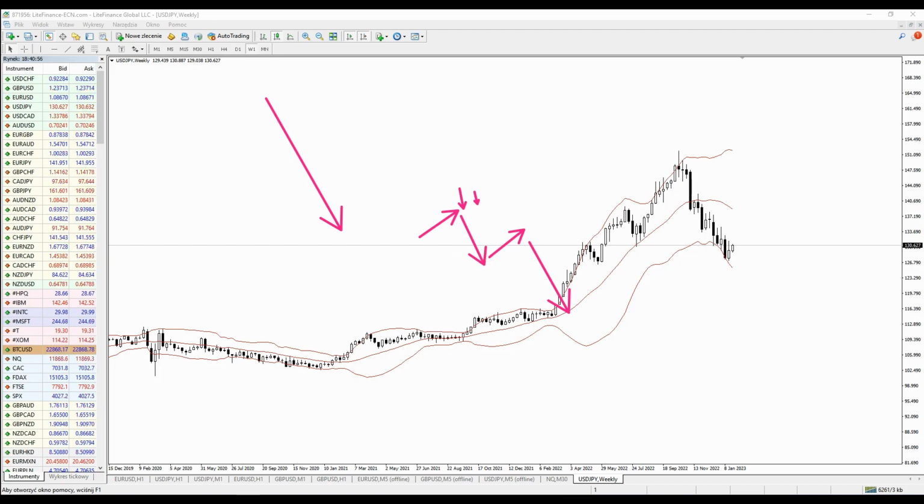So guys, with that being said, I discussed with you the 5 most commonly used indicators. Hopefully it is going to be very useful for you.